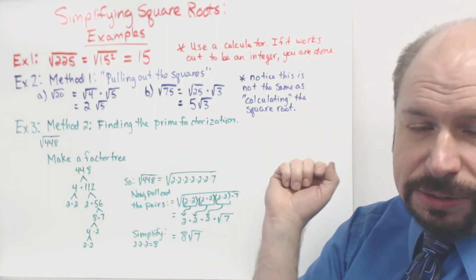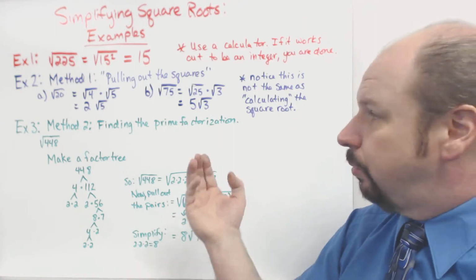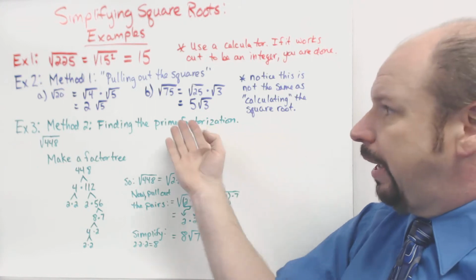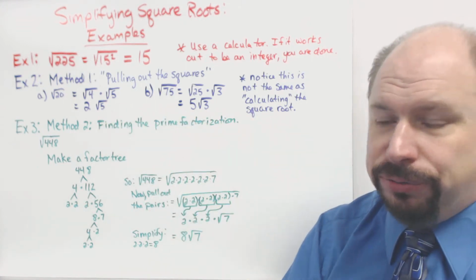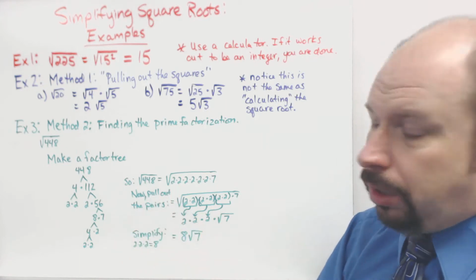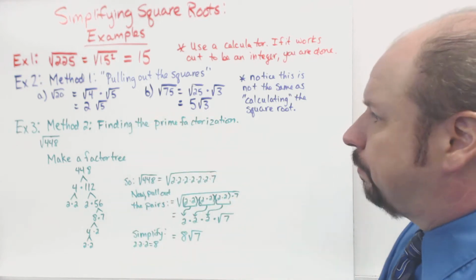And like I said, this is not the same as calculating the square root. We're simplifying. And so for each of these problems, if you put a decimal approximation by each one, that's not what we're looking for. That's wrong. You need to simplify them just like is shown here.